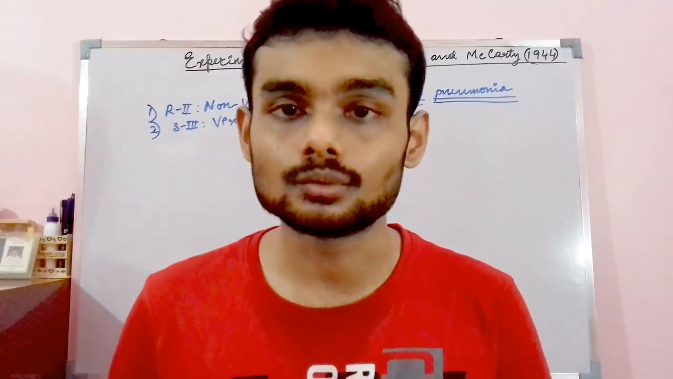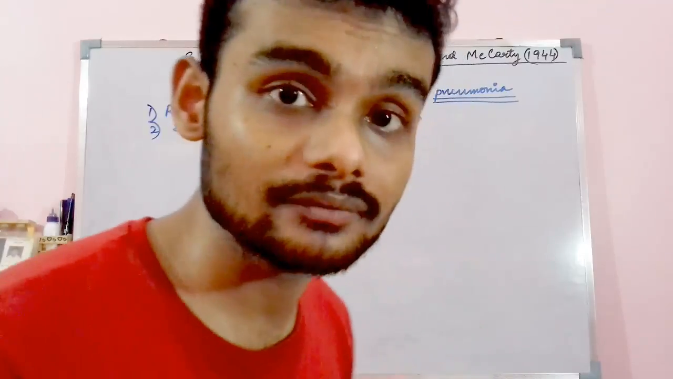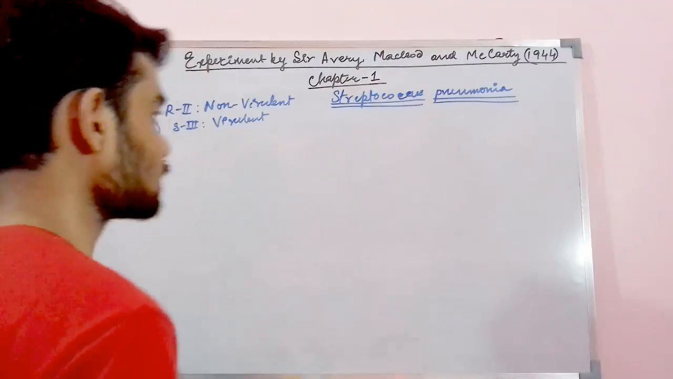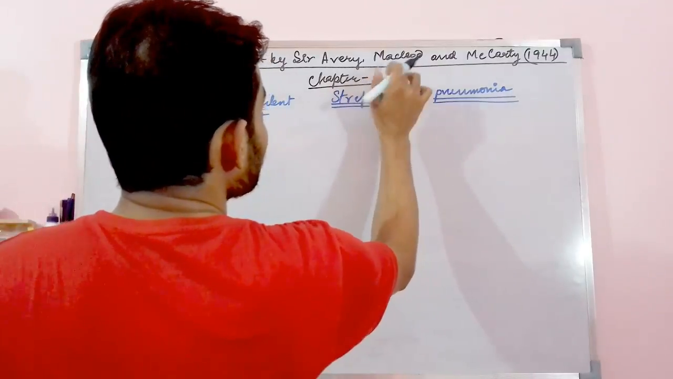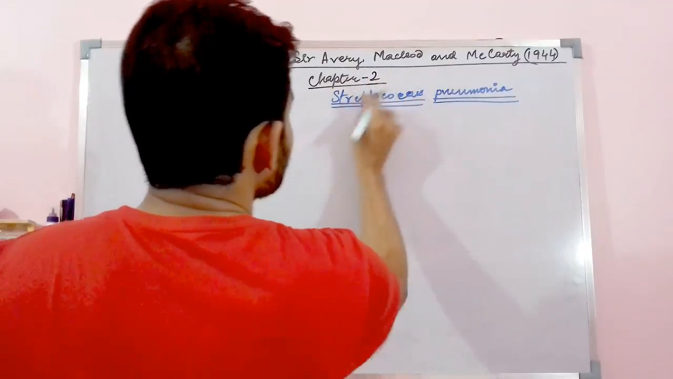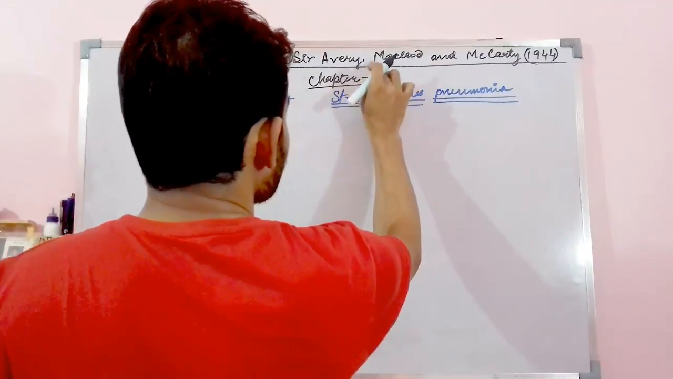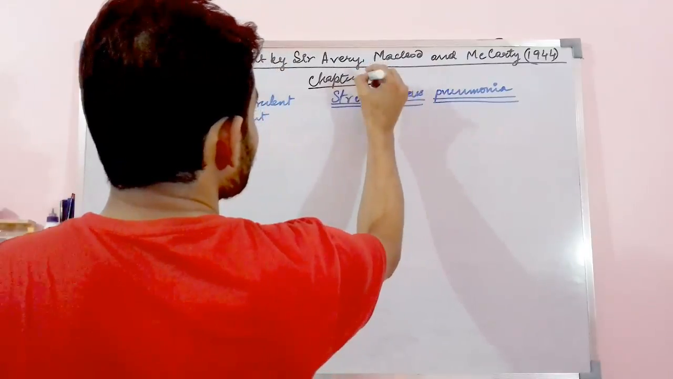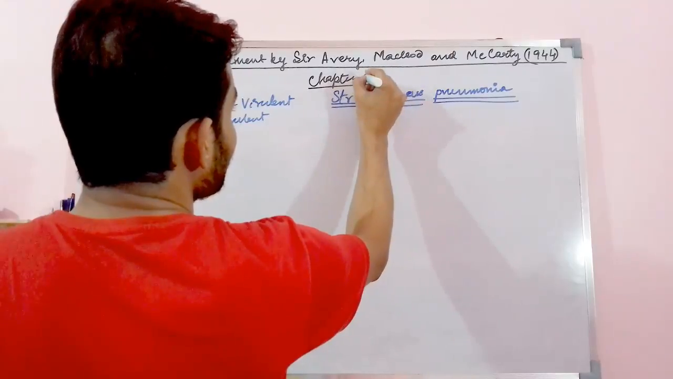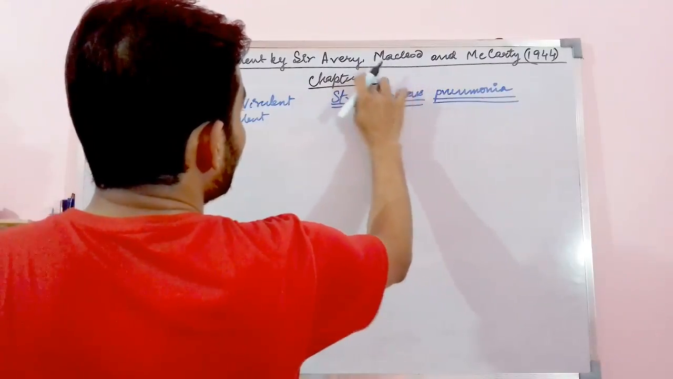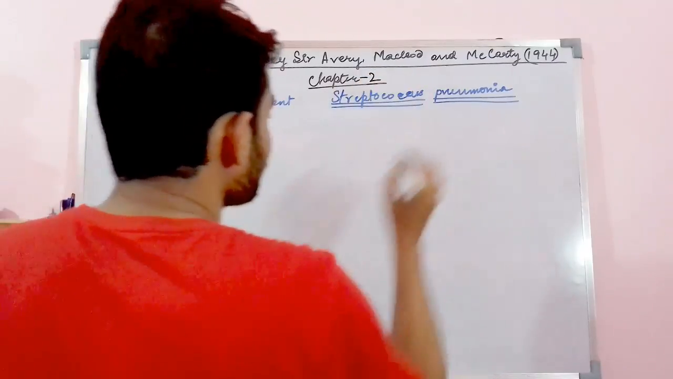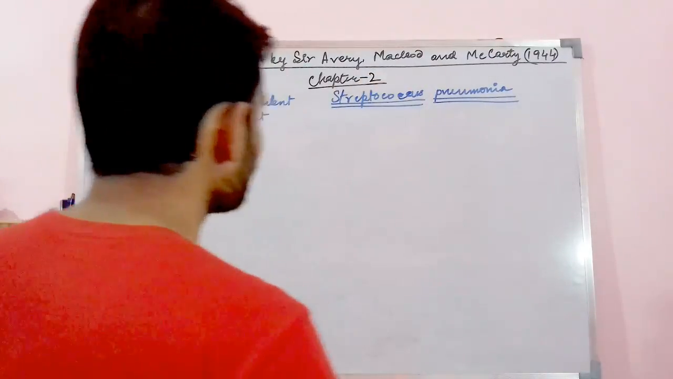So let's see in chapter 2 what they did exactly. What was the difference between chapter 1 and 2? It would be clear in the course of my discussion. In chapter 2 the strain of bacteria was similar. The strain was nothing but the Streptococcus strain only. In chapter 2, Streptococcus pneumoniae was the only strain.